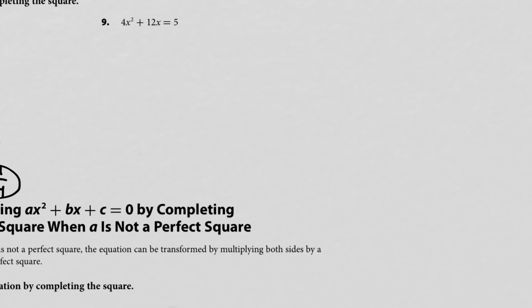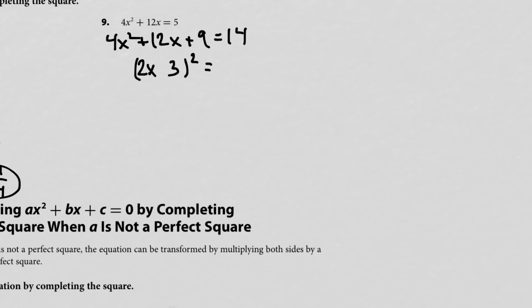So here's what my equation looks like. 4x squared plus 12x plus 9 equals 14, because I add 9 to both sides. 5 plus 9 is 14. Factor the trinomial on the left side. It's a perfect square trinomial. The square root of the first term is 2x. The square root of the last term is 3. The sign in the middle is positive because b is positive. And on the right side I have 14.